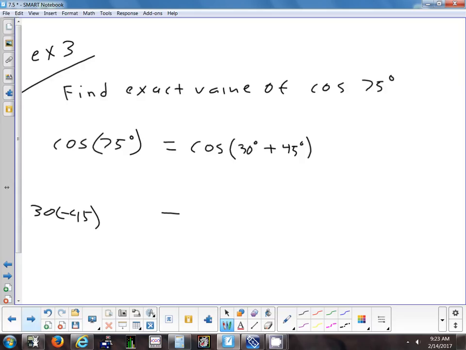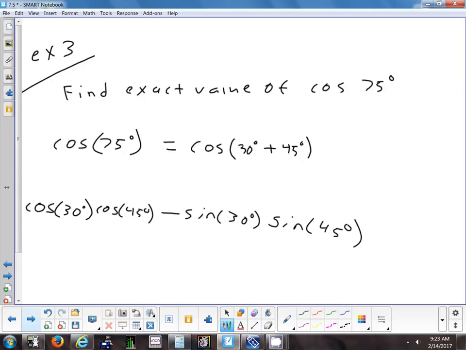Cosine. Yeah, we're going to have all the cosines and sines in there. So cosine 30 times cosine 45, minus sine 30 times sine of 45. Okay, so cosine of a sum: cosine of the first, cosine of the second, minus sine first, sine second. That's the pattern.